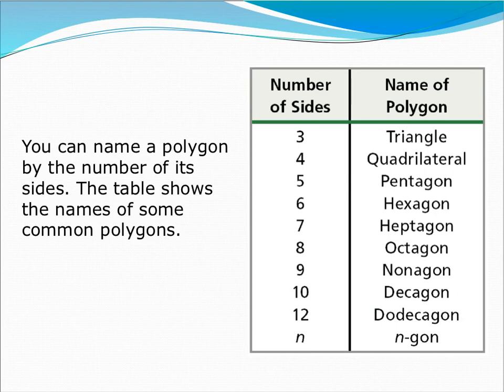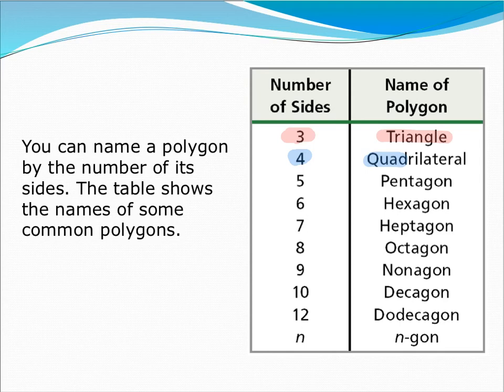Okay, so you can name a polygon by the number of its sides. The table shows the names of some common polygons. So we obviously know that if a shape has 3 sides, it's a triangle. That one we've been doing this whole time. With 4 sides, it's a quadrilateral. So think quad means 4. A pentagon is 5, hexagon 6.